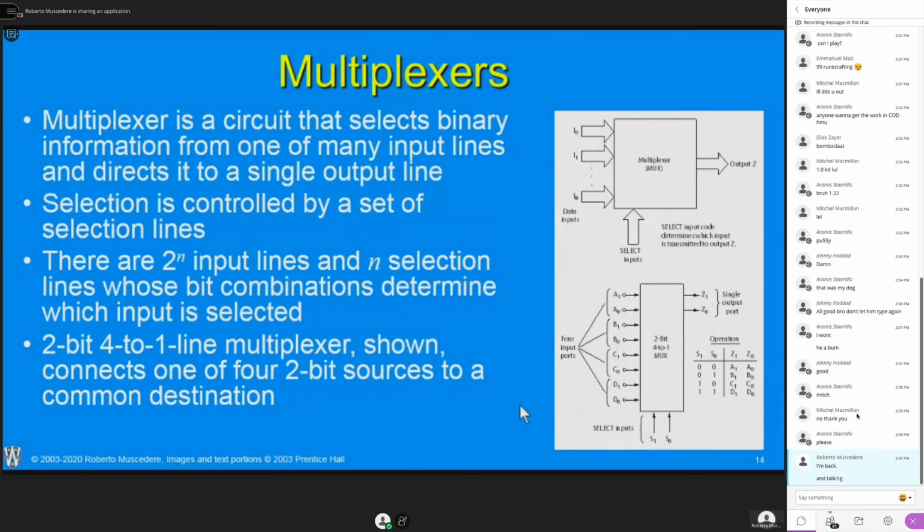So this is very important in our digital design because we have to kind of say, okay, well, I did a computation here, I did a computation here. Which one moves onward?